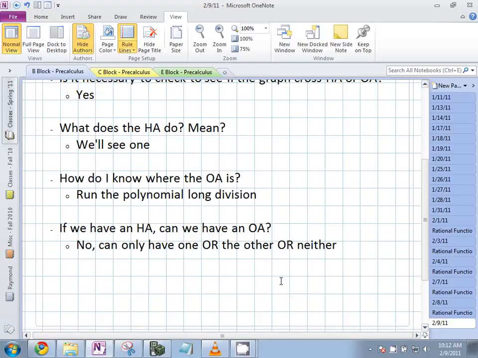When it asks for the intersection, it wants to know where the graph of the function is intersecting with the oblique or horizontal asymptote. So we only need to run the polynomial long division when the degree in the numerator is 1 greater than the degree in the denominator. That's correct.